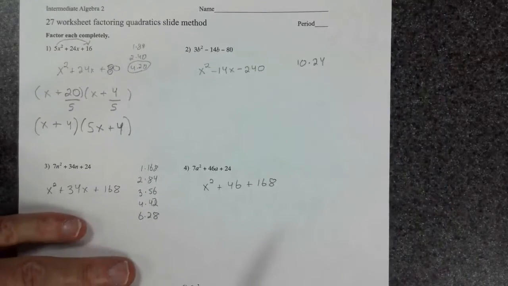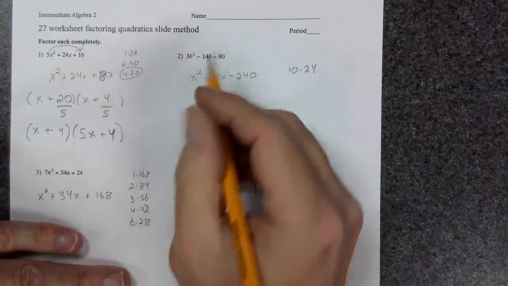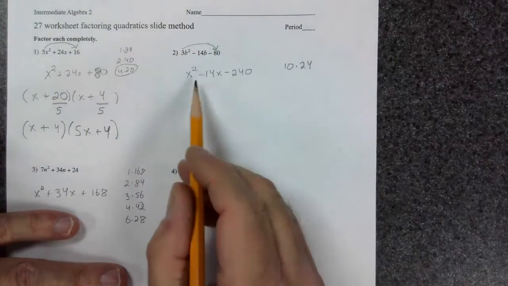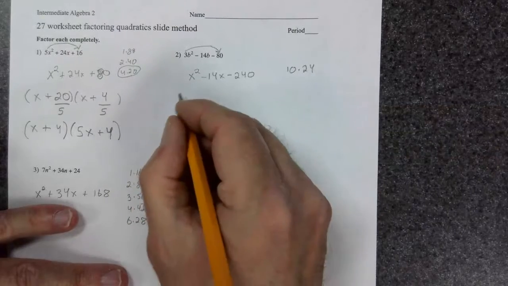All right, let's do the next one. Again, there's a 3 in front here. There's no greatest common factor, so I take the 3, slide it back, times the 80. I get 240, so it looks like this. So now because it's x squared in front, I can go straight for the answer.